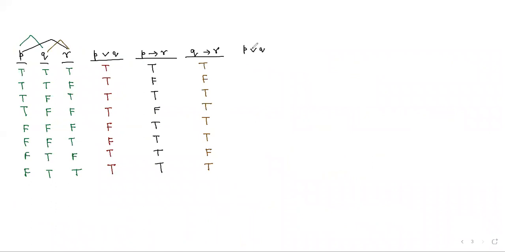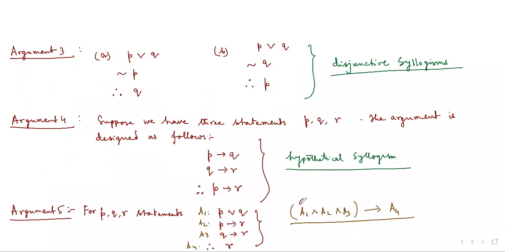P or Q and P implies R. Okay, so both of them are true, so in this case, it is true. Here one is false, so this will be false. Both of them are true, so it will be true. One is false, so it is false. In both the two cases, it will be false. And for the last two cases, it will be true. Now we have found this particular section. A1 and A2 has been found.